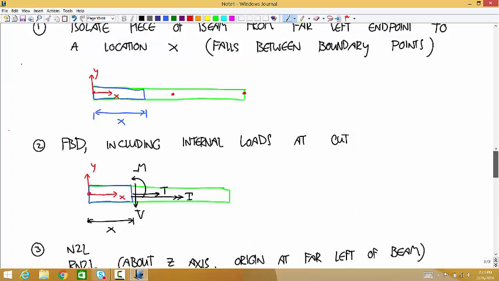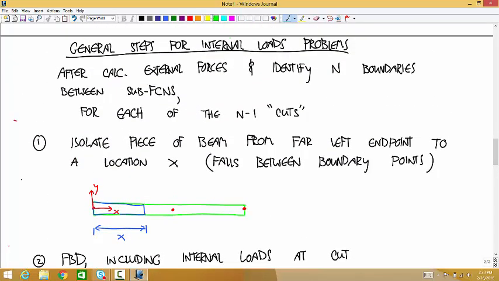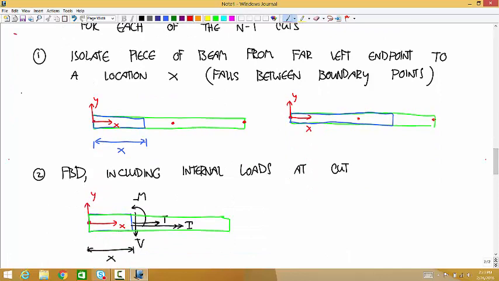So the first cut is this, but here's the second cut. The second cut, let me draw these points in, isn't from here to somewhere in there. It's all the way from the left to here. And so we'll keep that coordinate system location in the same place. And so the x value itself only refers to the right end of the cut of your isolated piece.